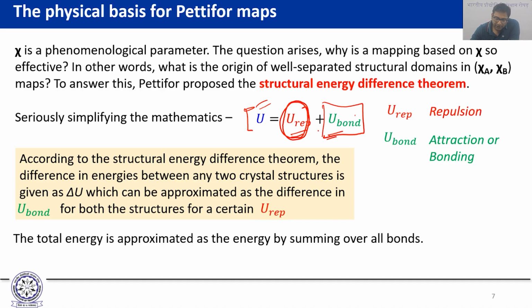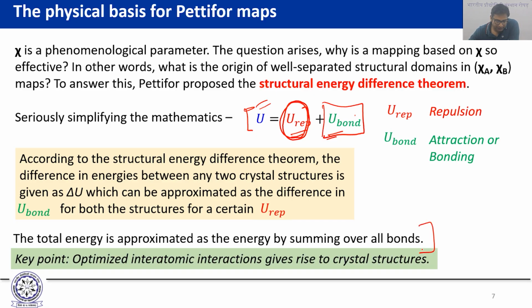And then of course you calculate the total energy by summing over all the bonds that you've got in the structure. So the key point I want you to take away is that optimized interatomic interactions eventually give rise to the crystal structure. This is something that Pettifor realized, and his structural energy difference theorem was actually based along the lines of this point as well.